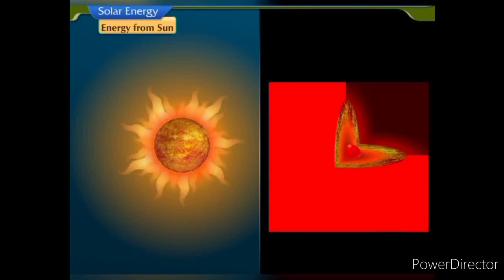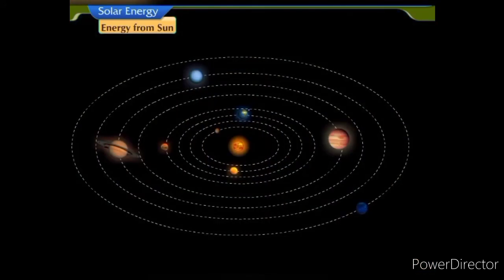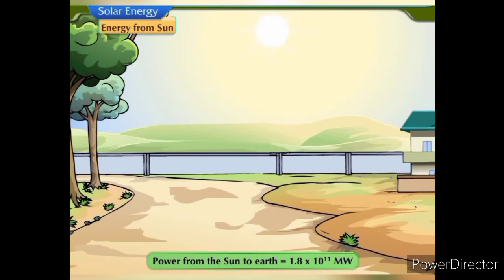This energy is in the form of electromagnetic radiation. It is called the solar energy. It is radiated in all directions in space. The Earth and other planets receive only a small fraction of this energy. The power available on Earth from the sun is around 1.8 × 10^11 megawatts. This power is many times more than the present power consumption rate and future energy needs of the world.